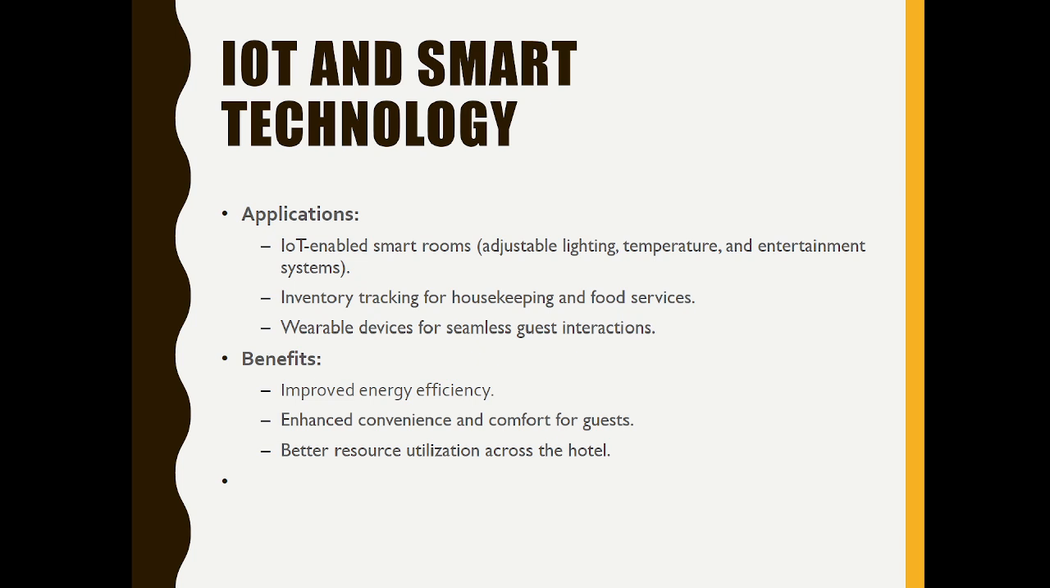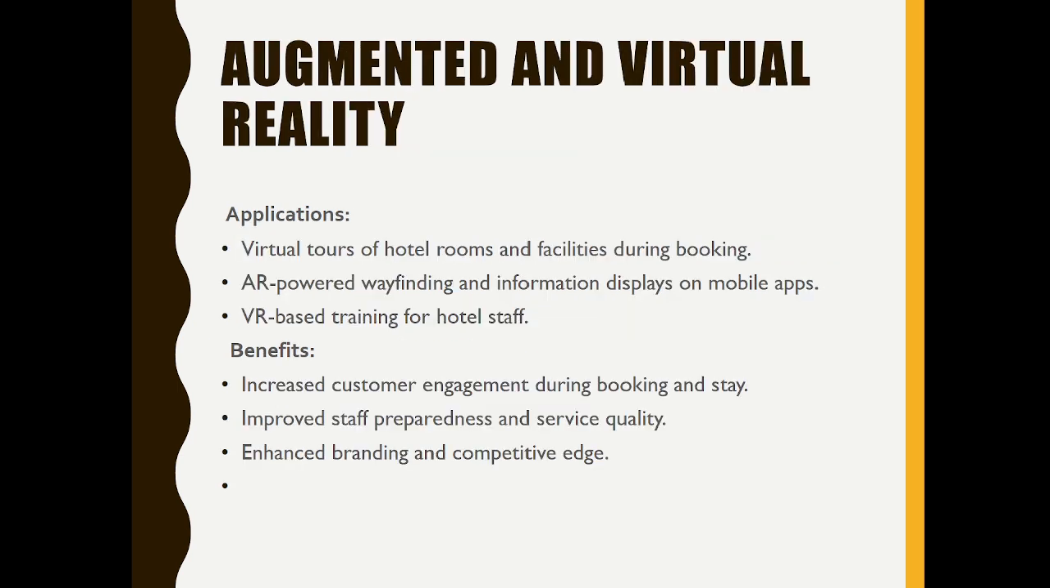Here is how it works: we need to call maintenance to make the lighting lighter or darker, or to regulate the temperature and the air conditioning. So the Internet of Things can help us with this part.